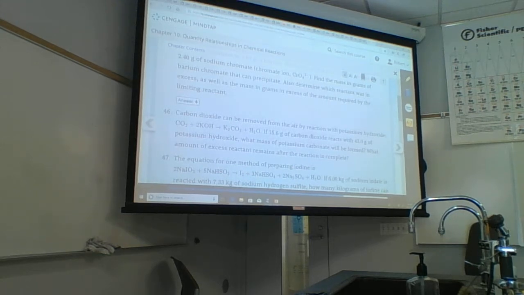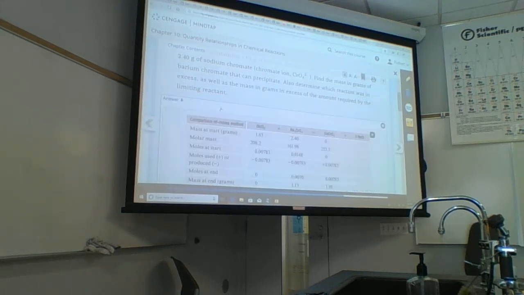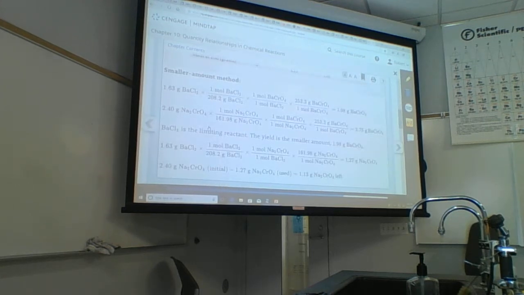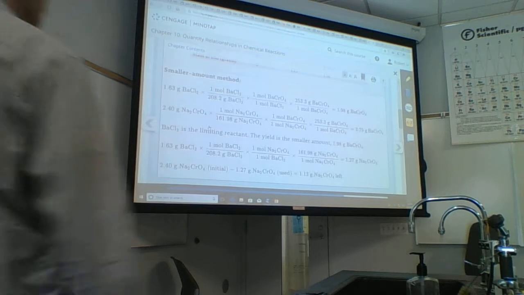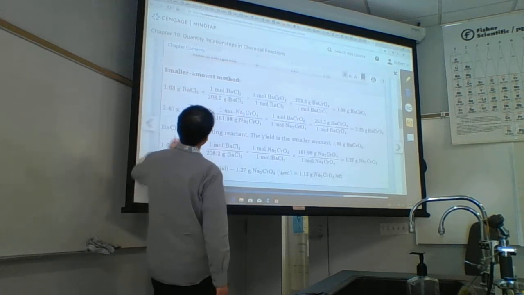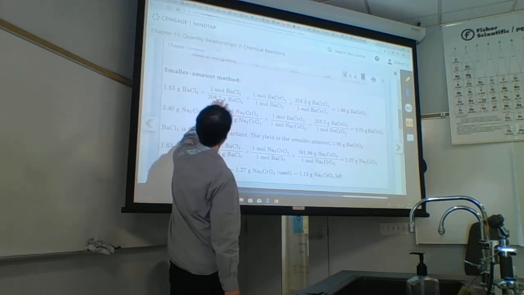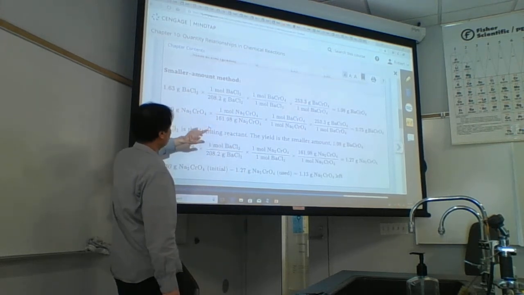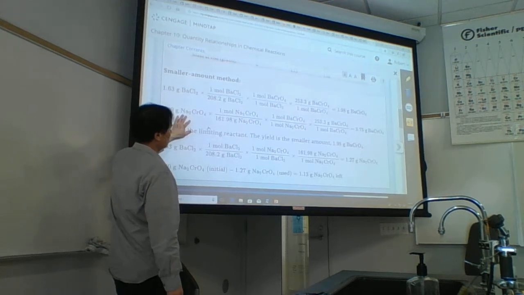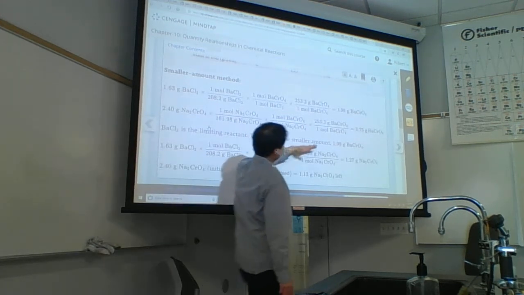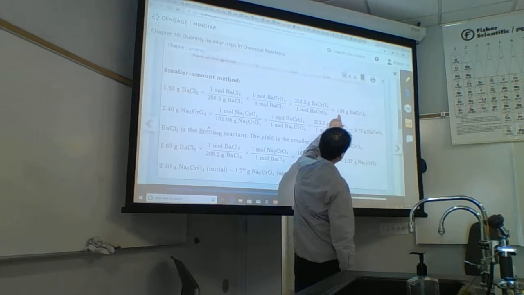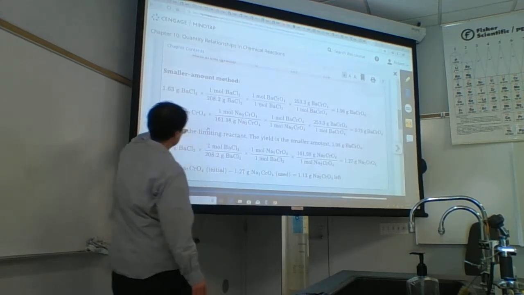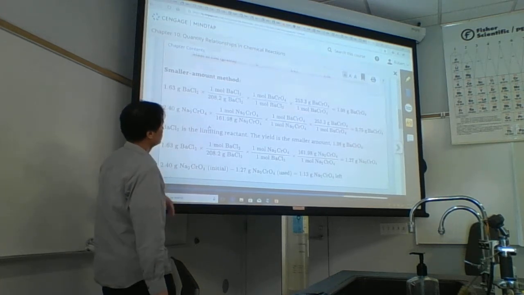The smaller amount method. Let's see what they use here. Did they use the smaller amount method? Yeah. So going back to the barium chloride and sodium chromate, they calculate the yield of barium chromate from the barium chloride, 1.98 grams. They calculate the yield of barium chromate from the sodium chromate, 3.75. So here, the smaller amount is 1.98, so this is the theoretical yield. We're going to use up all our barium chloride, but not all the sodium chromate. Sodium chromate's in excess.